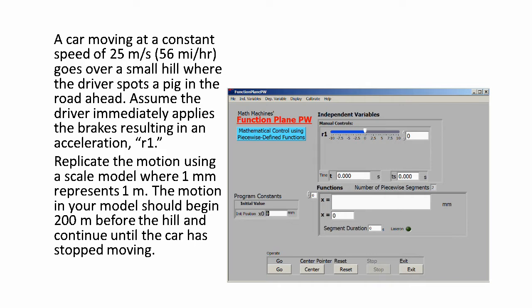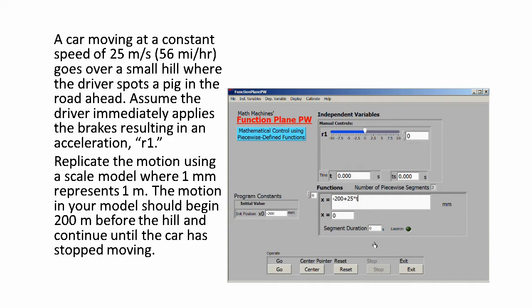Before putting in the function there, we might want to put in the given information that the motion starts when the car is 200 meters from the hill, and in our scale model that would be negative 200 millimeters. Then we need a function to actually control the motion until it gets to the hill, the first segment, and a reasonable way to do that would be to say that x is equal to negative 200 plus the speed, which was given to us as being 25 meters per second or millimeters per second in our model, times t. And since this is a constant speed, there's no acceleration to add into this.